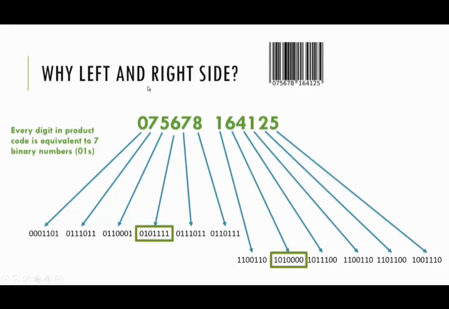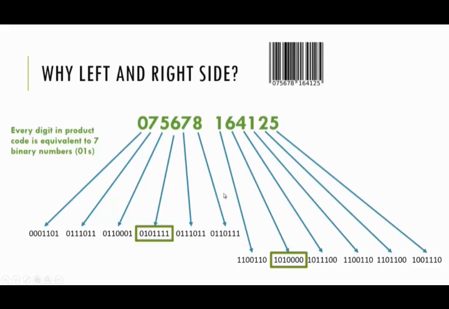Now here comes the right and left part. You see the barcode here is divided into two parts. This center guard is dividing it into two parts. So every digit in this area, the left hand side, has different binary numbers. And if the same number is on the right hand side, it will have different binary numbers.